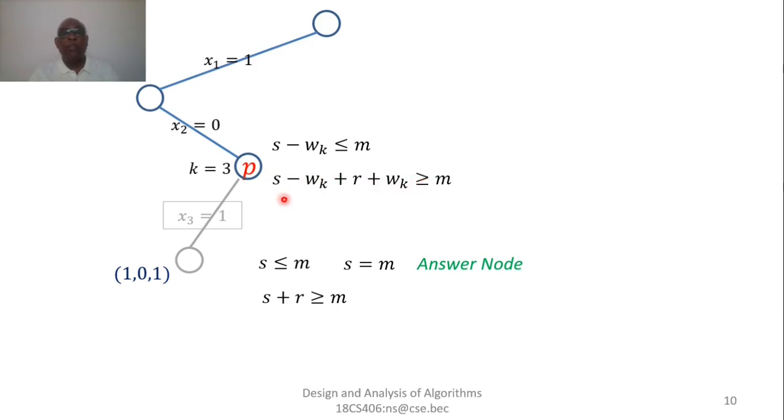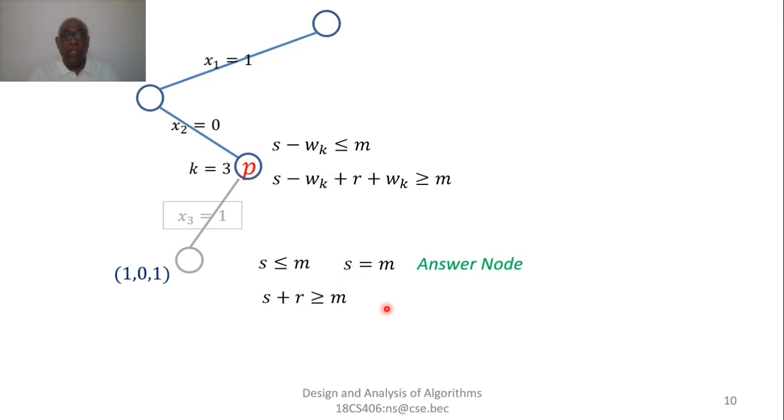So Wk and minus Wk get cancelled, and we find that S plus R is greater than or equal to M. So if S plus R is greater than or equal to M at the parent node itself, there is no need to check for this condition at the child node defined by xk equal to 1. Please remember that all this discussion is valid only at the node defined by xk equal to 1. So at the node defined by xk equal to 1, though the bounding function demands two conditions to be satisfied, the second condition is automatically satisfied because it is already satisfied at the parent itself.